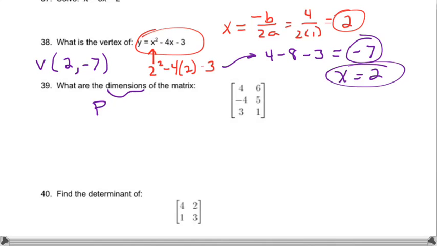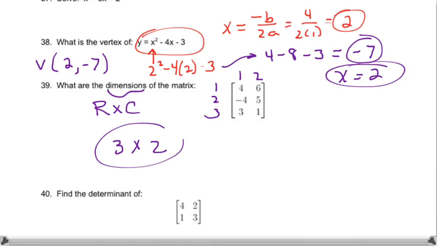Dimensions of a matrix is always row by column. This has 1, 2, 3 rows. It's got 2 columns, so this is a 3 by 2 matrix.